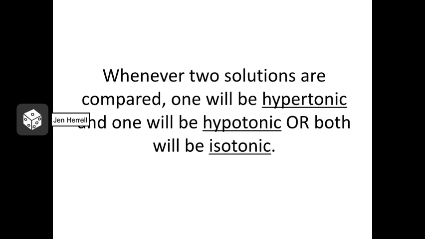Keep this in mind when you use these terms. When you compare the concentrations of two solutions, they're either going to have exactly the same concentrations and be isotonic to one another, or one is going to have more solute than the other. If one has more solute, it is hypertonic, and the one that has less solute would then be considered hypotonic. So they're either going to be a pair of hypertonic and hypotonic solutions, or they will both be isotonic to each other.